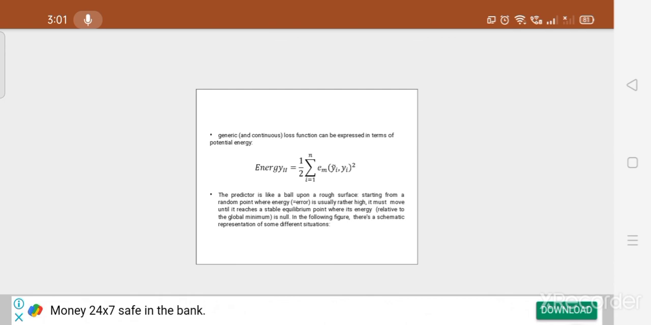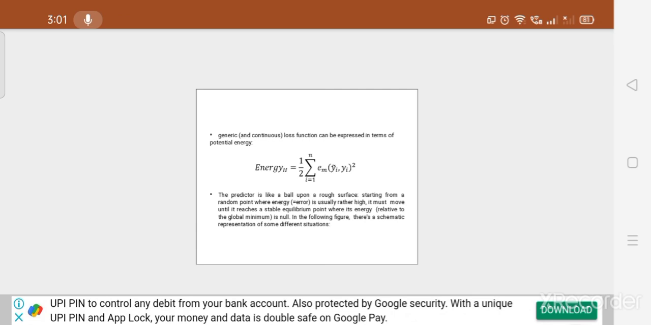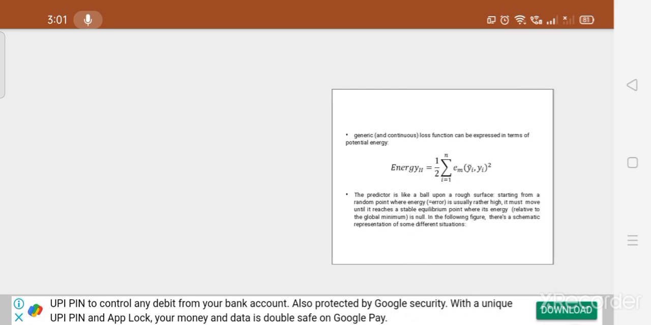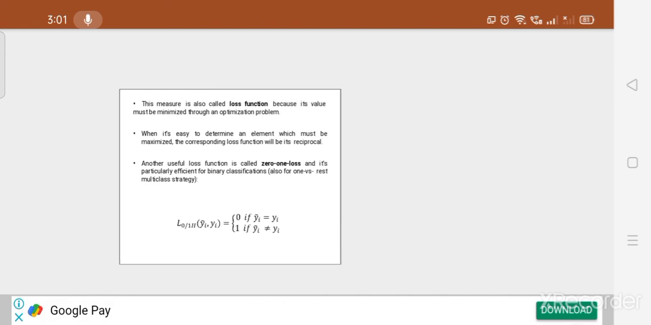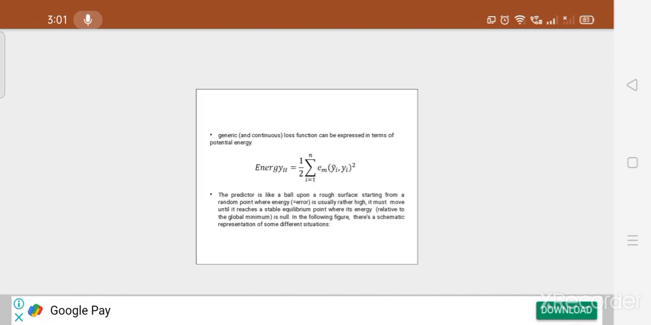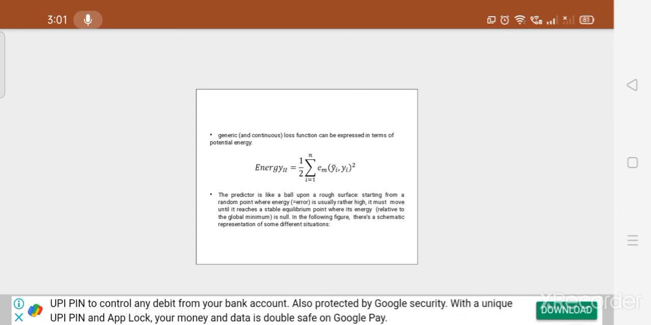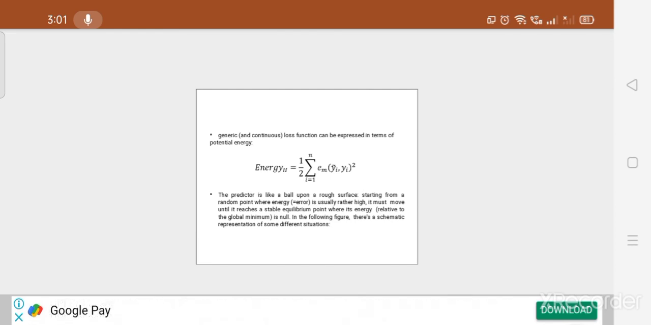Generic and continuous loss functions can be expressed in terms of potential energy. So there are three types of loss function we are looking at: the squared loss function, the 0-1 loss function, and the generic, that is continuous, loss function. The continuous loss function is shown in terms of potential energy, that is, energy of hypothesis equals 1/2 of that particular expression. Okay, the predictor is like a ball upon a rough surface.